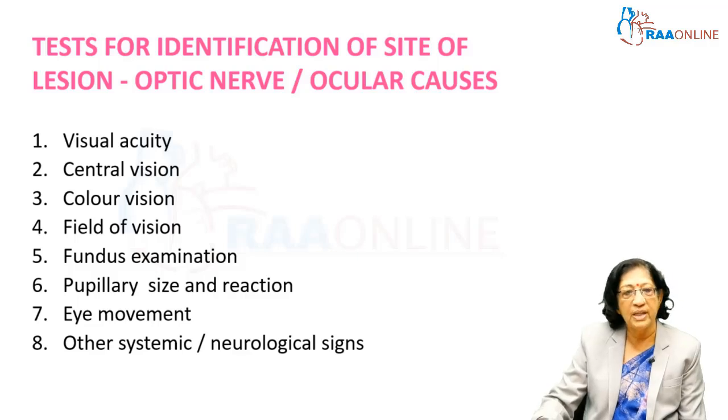So, when a patient comes with these symptoms, what all will we test? The minimum we have to test is the following: visual acuity, whether the patient is able to see distant vision, near vision, the central vision, the color vision, as you know, identifying different colors, the field of vision, to what extent they can see laterally, up, down as well as in the center, and fundus examination. It is also very important to see the pupillary size and reaction, we will be dealing with it later, the eye movements, and definitely other systemic and neurological examinations will have to be done.